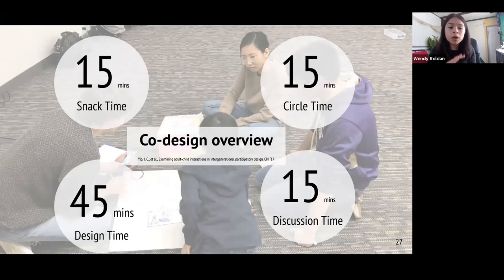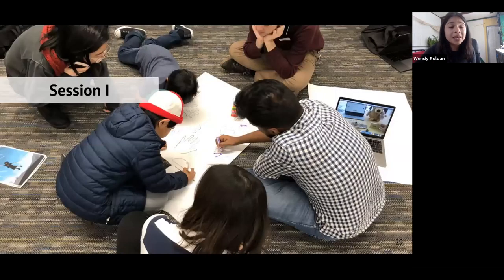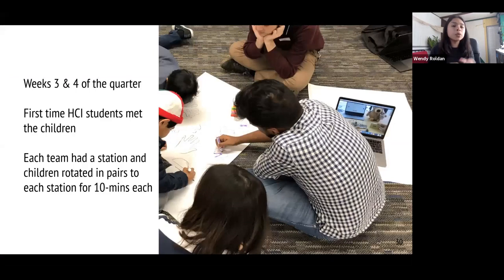Today I'll focus more on the design team, but I encourage you to read Yip et al.'s 2017 CHI paper to understand more of the co-design process that we went through. Session 1 took place in weeks 3 and 4 of the quarter, and it was the first time that the HCI students had met the children. And during the session, each design team had a station in which children rotated in pairs for 10 minutes each.